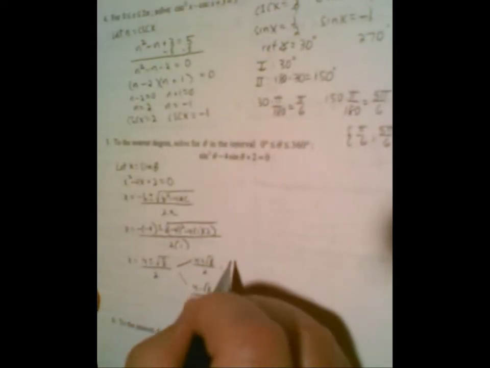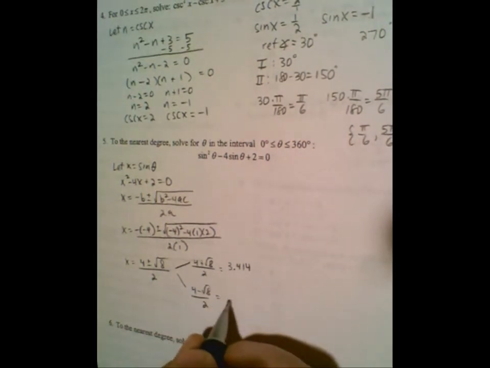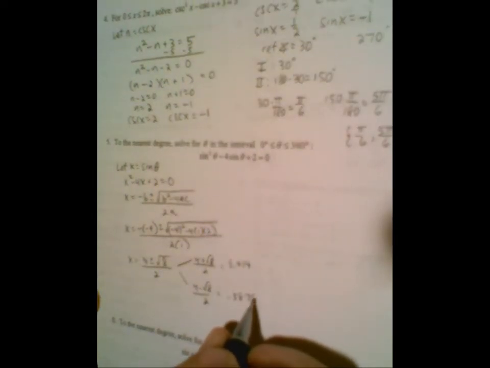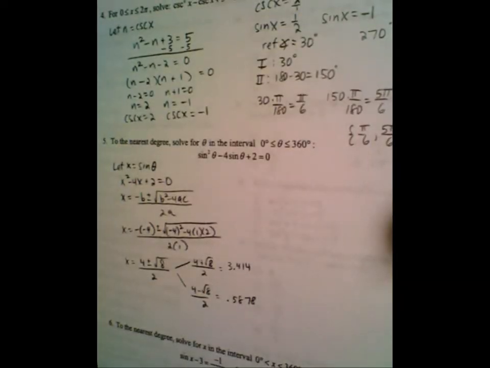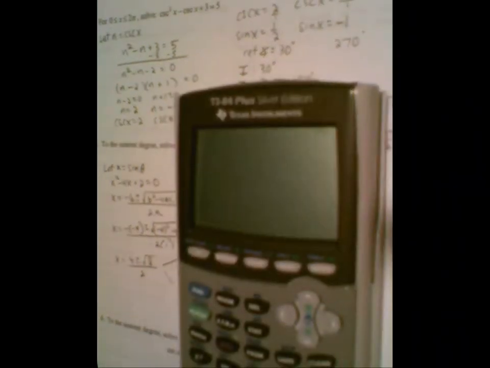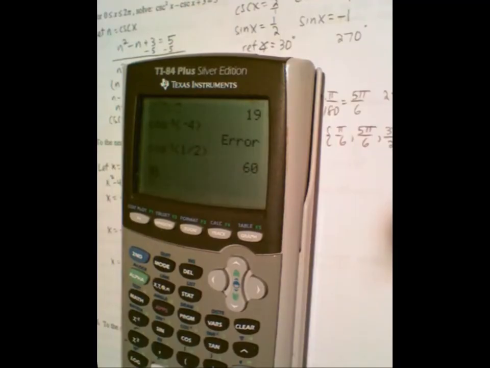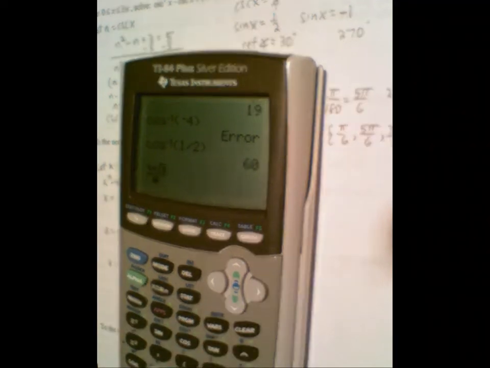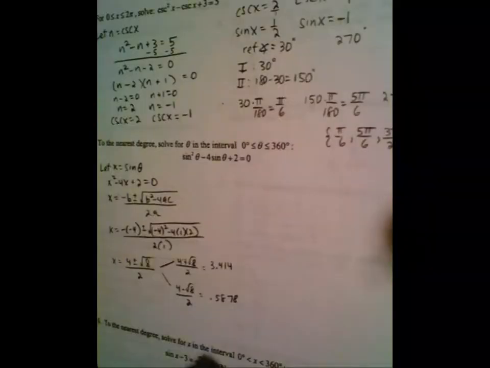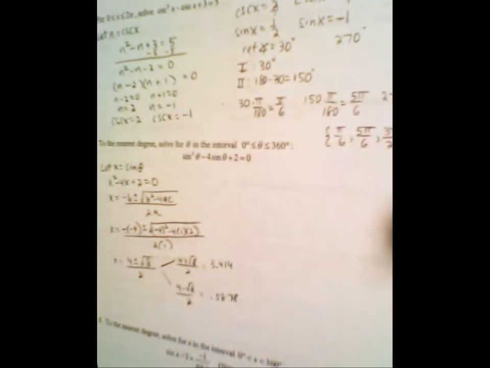This becomes, in your calculator, 3.414. This becomes 0.5878. And when you do that in your calculator, guys, if you're going to do 4 plus square root of 8 over 2, 3.414, and then we do the other one. Just make sure that you use the alpha y equals button for a fraction, or that you put the whole parentheses around the numerator, or you'll get the wrong answer.